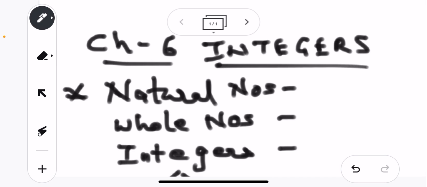Good afternoon, students. We'll be starting with a new chapter, chapter 6, Integers. Now, let us do some basic revision. You all know natural numbers, whole numbers, and integers.